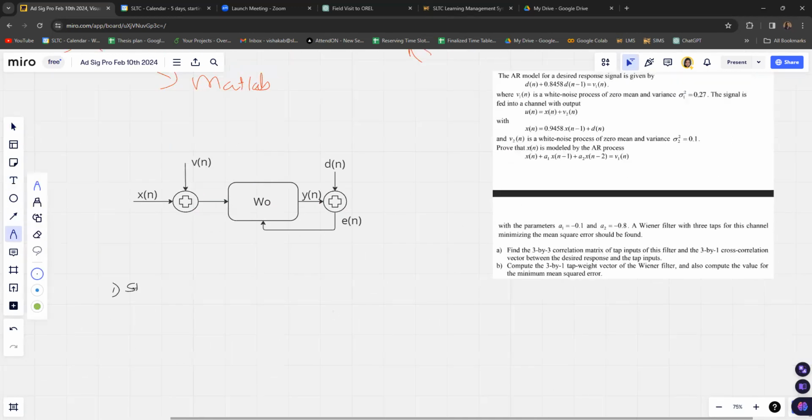So the first step will be writing down all the equations that are related to the system, right? I'm going to write down most of the equations that are related.